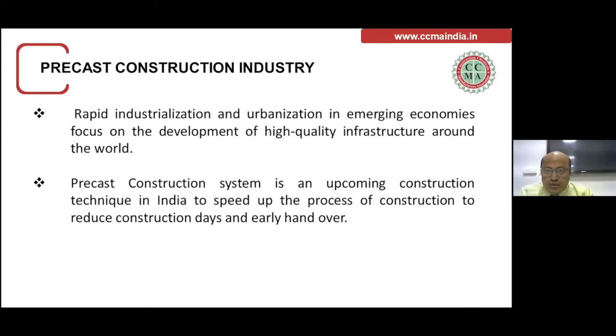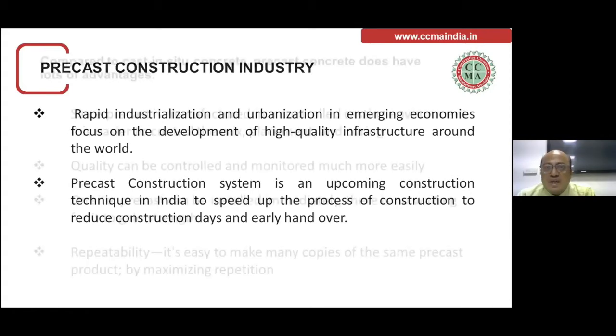Precast construction also speeds up the process of construction. Everybody nowadays wants to keep the process as simple as possible and as fast as possible. For that reason, precast is one of the most important sectors.